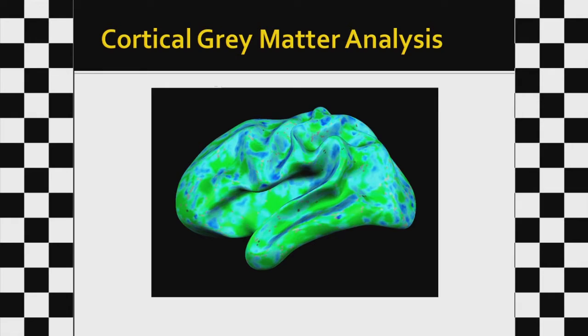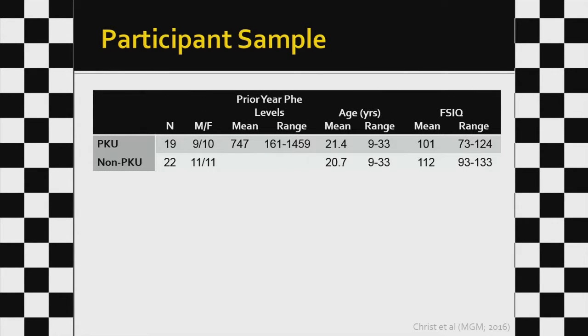So we did this, and we did it in a sample of MRIs, about 20 from individuals with PKU, 20 without PKU. The age range was fairly large. It was 9 to 33, but we made sure if we had a 9-year-old with PKU, we got a 9-year-old without PKU, and so on. So we matched up on age. We really took everybody that we had available.